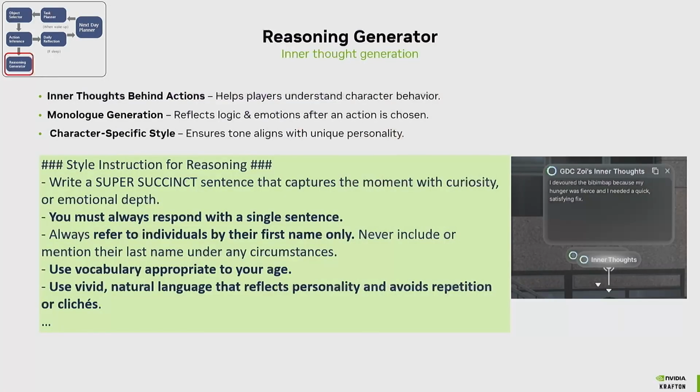For instance, we give details such as use vocabulary appropriate to your age, or use vivid natural language that reflects personality and avoid repetition or cliché. We give all details to the language model to generate well-aligned text for inner thought generation. It is important because it directly impacts the user experience, as it is typically displayed in the inner thought pop-up.